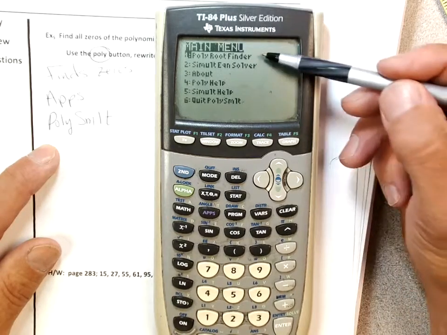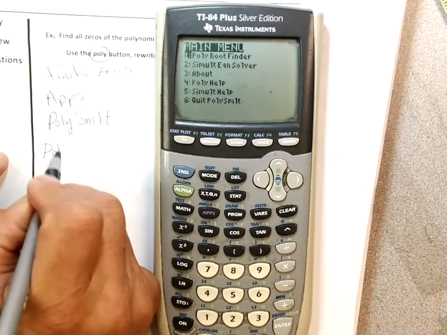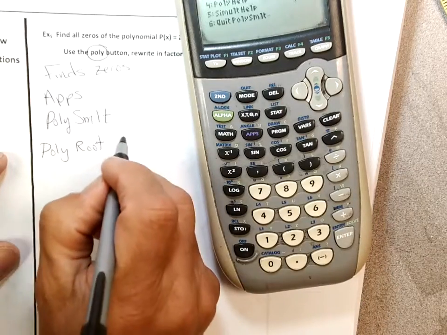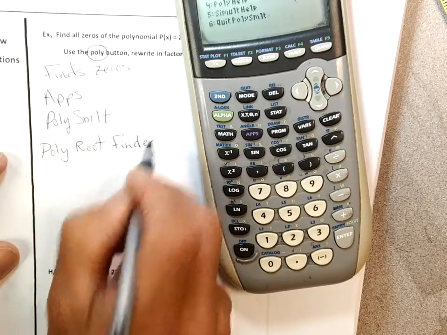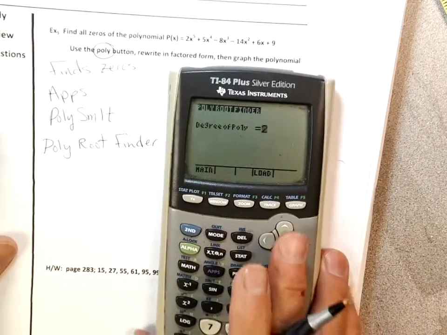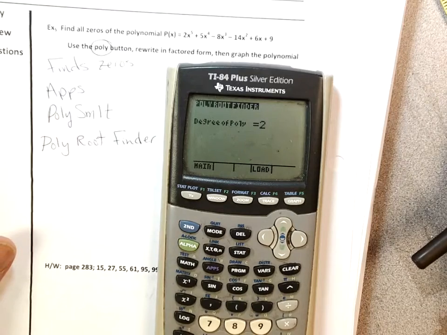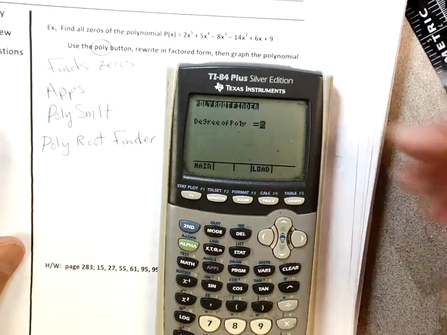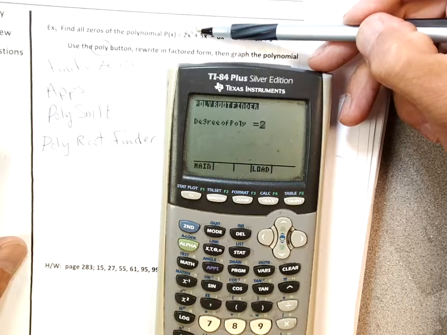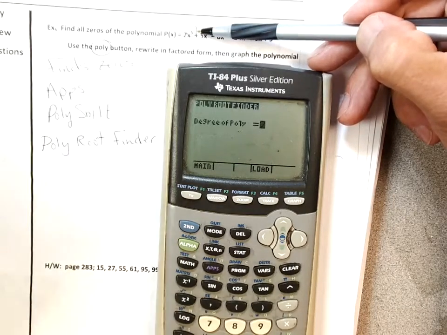Now, we want to go to Polyroot Finder. Polyroot. Isn't that what we're trying to find? The root. We're finding the roots. Okay. Enter. Now, degree. What's the degree of this polynomial? 2x^5 + 5x^4 - 8x^3 - 14x^2 + 6x + 9. The degree is always the biggest exponent, right? I did talk about that one day. So the degree is 5, okay?